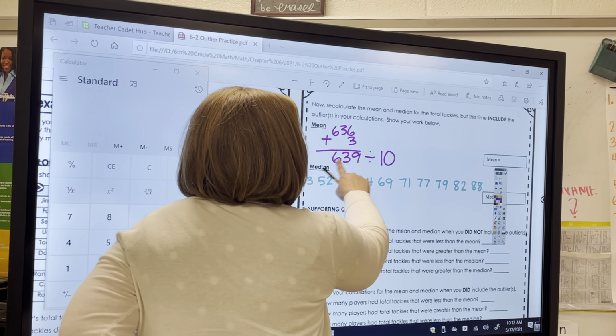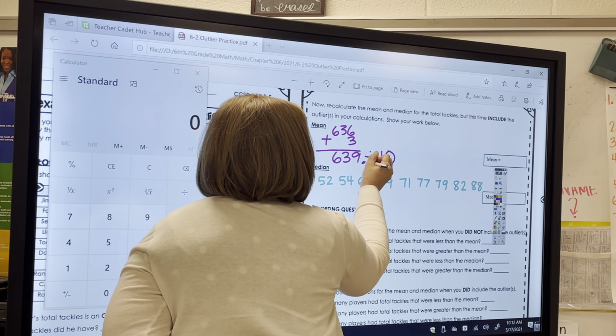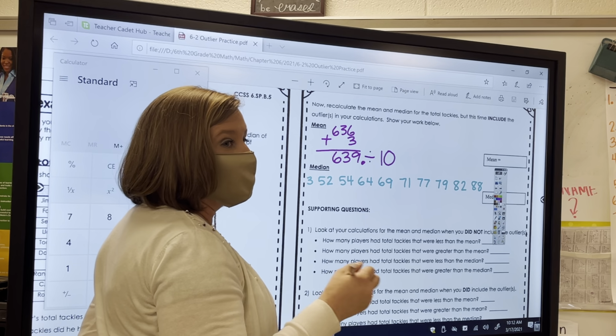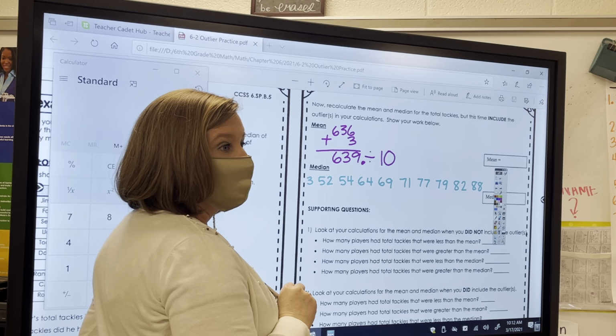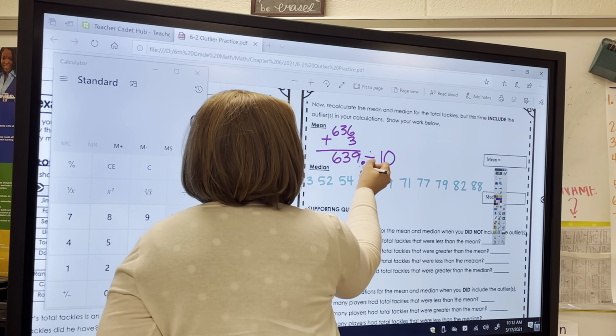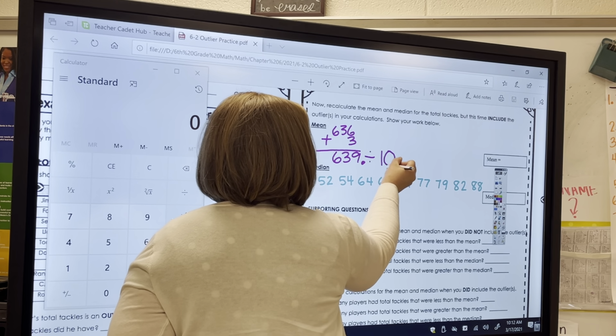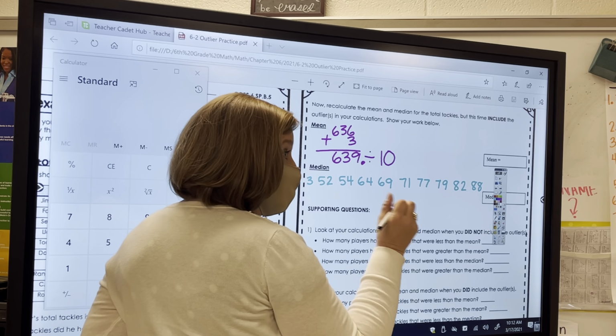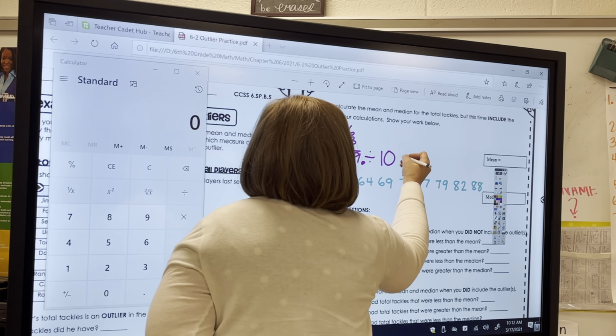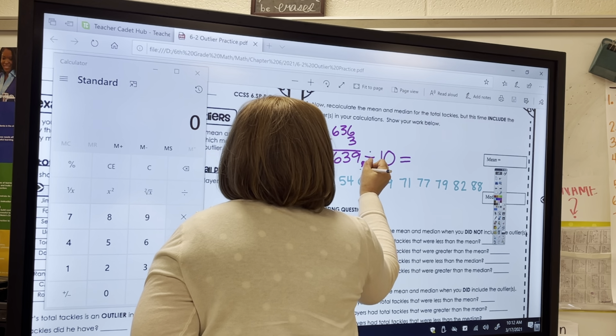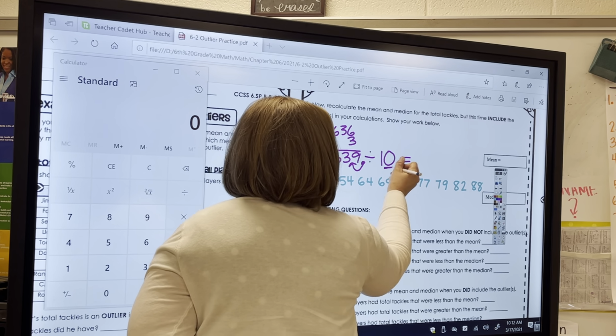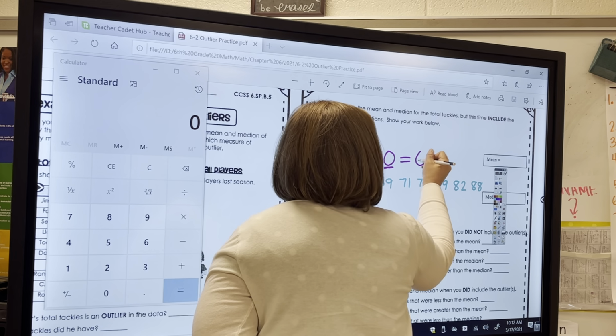If I'm dividing this number by 10, my decimal is here at the back. What do I do with my decimal? If I'm dividing, do I move my decimal to the left or to the right? I move it back because I'm dividing. I'm making my number smaller. So if I move my decimal one place because I've got 10, what's my answer?